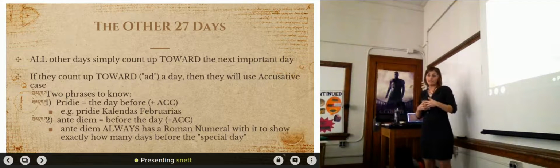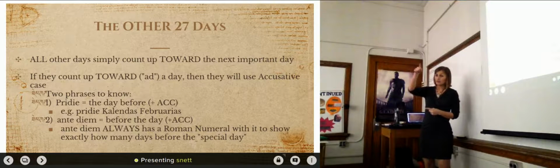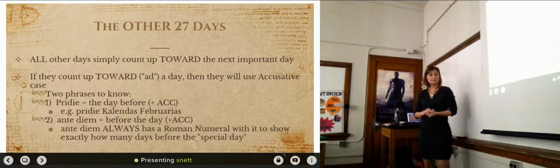You can imagine that pridie is kind of like a preposition, where the words that follow pridie have to be accusative. So if I give you the expression pridie Kalendas Februarias, we're talking about the day before the calends of February. What's the day before the calends of February in the Roman calendar? Very good.